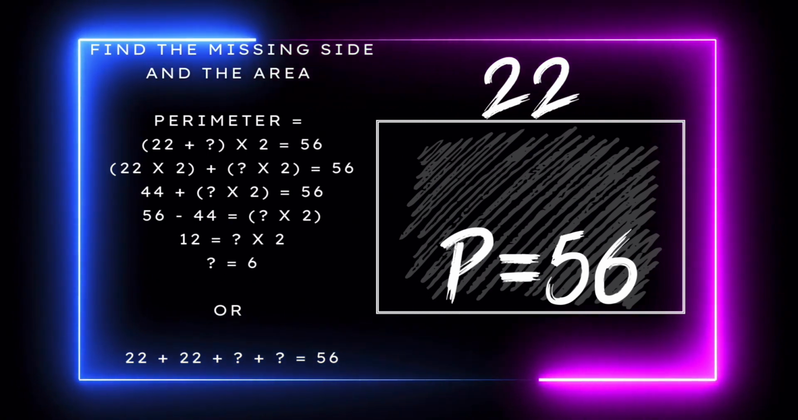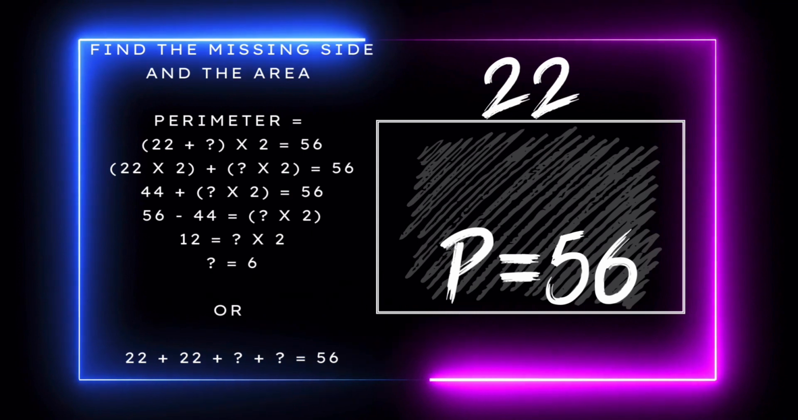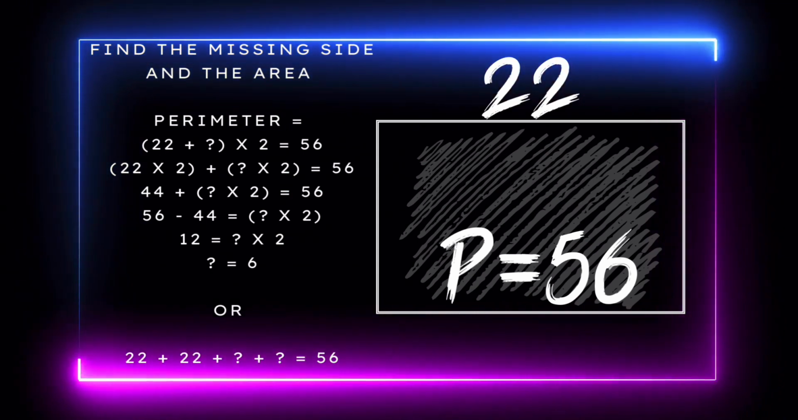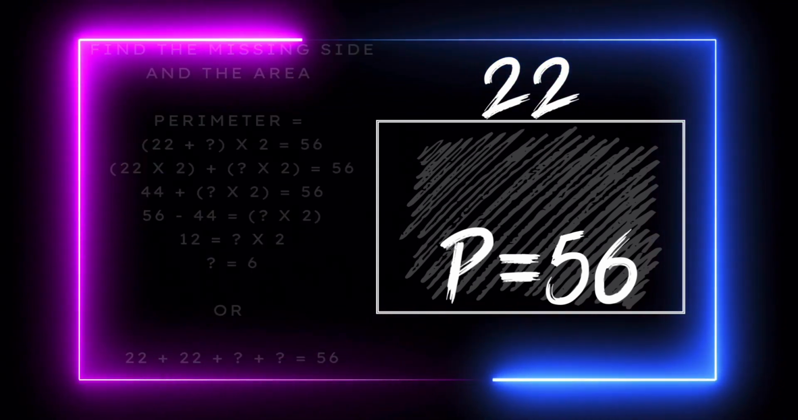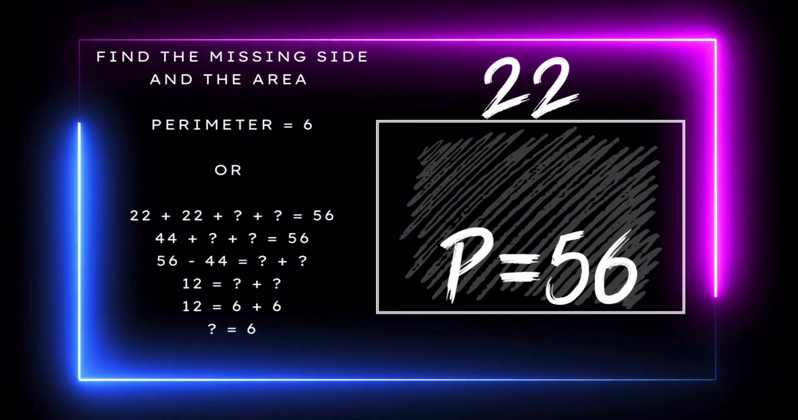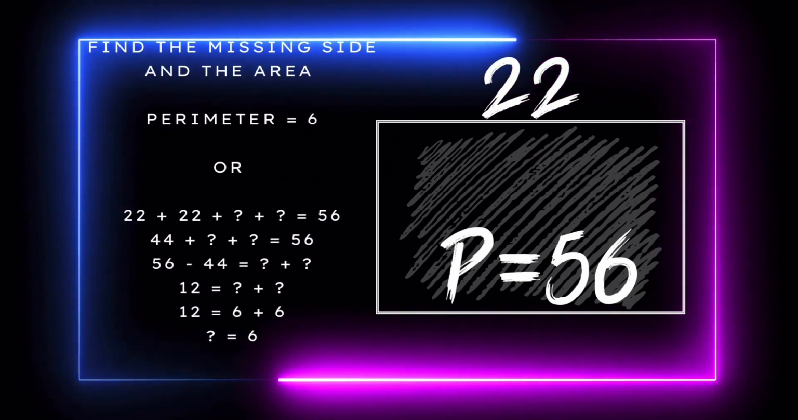So 56 minus 44 equals 12. 12 equals something times 2. So what times 2 equals 12? 6.